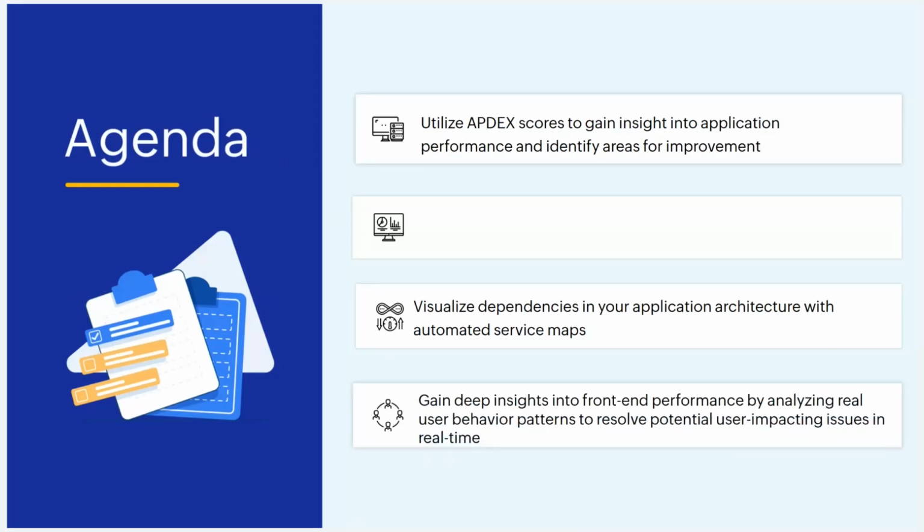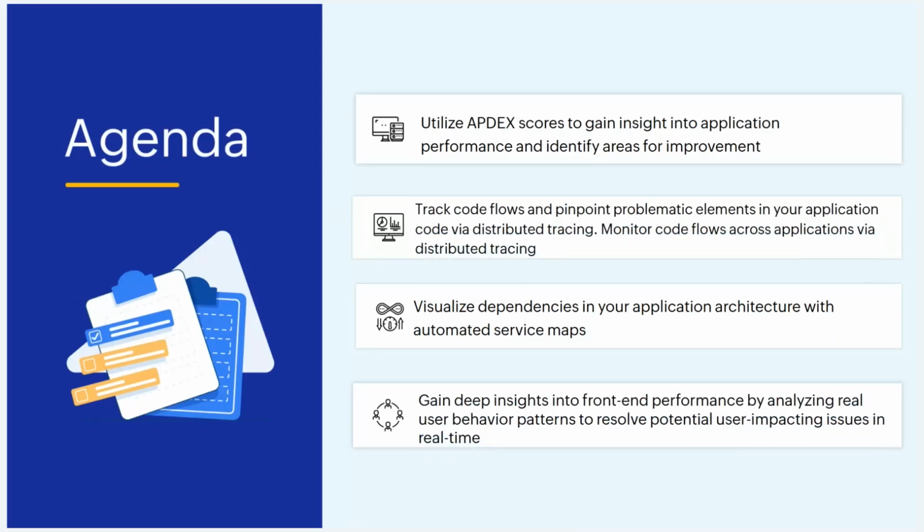So let's jump into today's agenda. We are going to cover four parts overall. In the first part, we will discuss how to utilize APDEX scores to gain insights into application performance and identify the areas for improvement. In the second part, we will explore tracking code flows and pinpointing the problematic elements in your application code via distributed tracing. In the third part, we will visualize the dependencies in your application architecture with automated service maps.